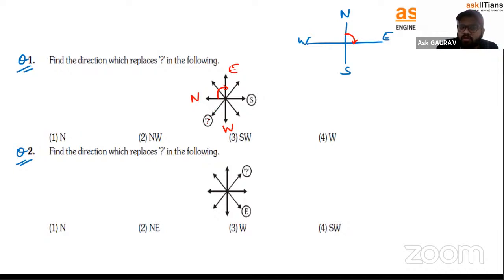What is this question mark showing? The arrow of the question mark is between north and west. So the answer will be the second option, northwest. Is that clear? No, north will not be the right answer. Ganesh, it will be northwest, second option, right? Yes.